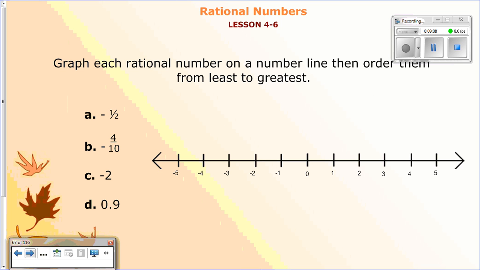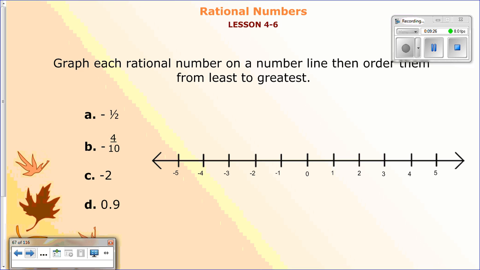Now here's this one. You need to graph each rational number and then order from least to greatest, just like what I just did. So you go ahead and do this, and when you're all done, come back and check it out. So pause me now. All right, so let's check this one.